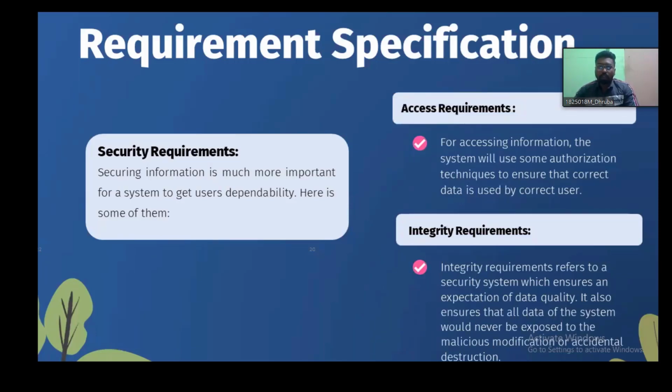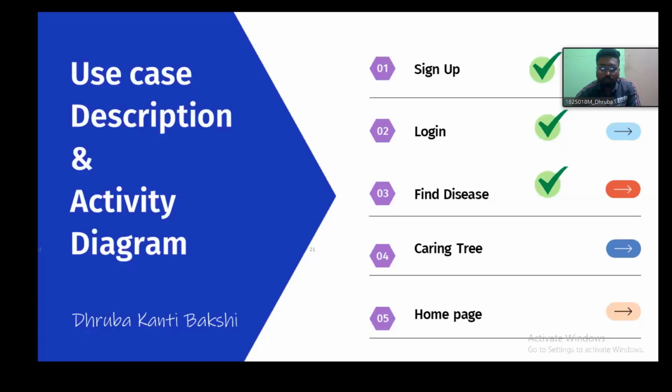The next step is access requirement. For access information, the system will use authorization techniques to ensure the correct data is used by the correct user. The next step is integrity requirement, which refers to a security system to ensure data quality. It also ensures that all data of a system would never be exposed.